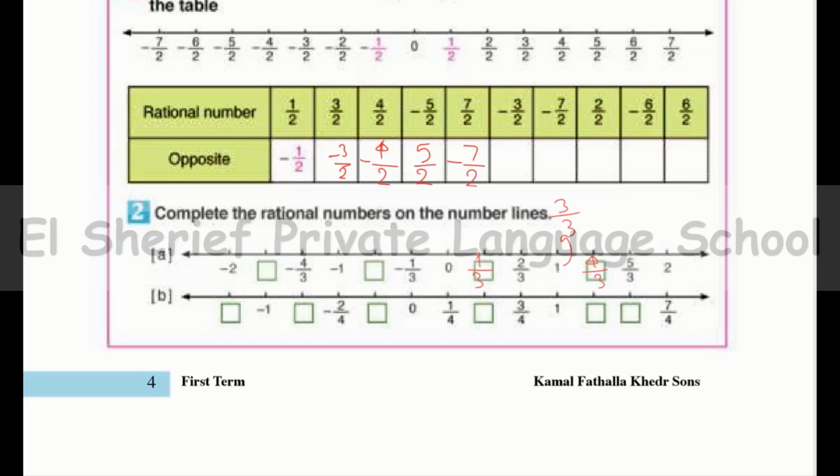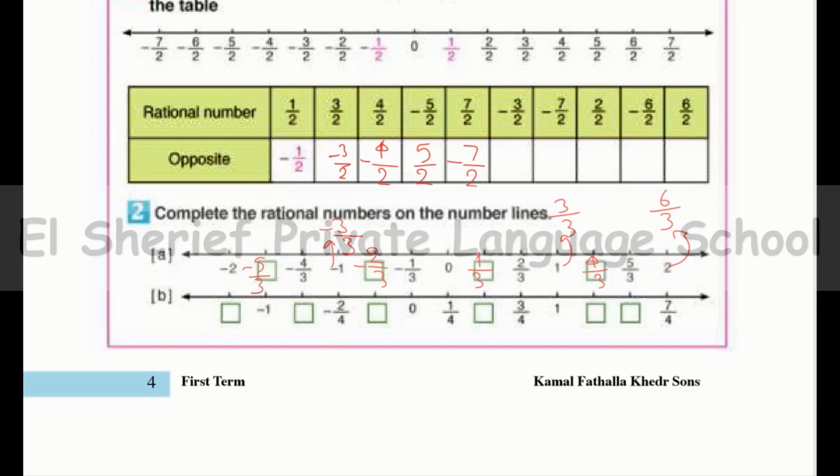5 over 3, and I know that I can write 2 in the form of 6 over 3 because I have the same denominator 3. In the opposite direction, the negative direction, from 0, negative 1 over 3. In the same way, here I have negative 2 over 3. And negative 1 is equal to negative 3 over 3. And negative 4 over 3, the next number will be negative 5 over 3.